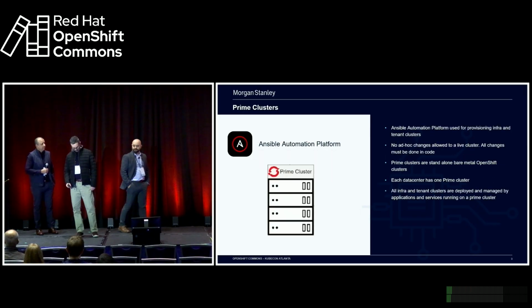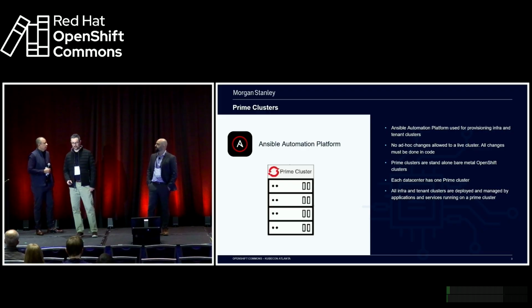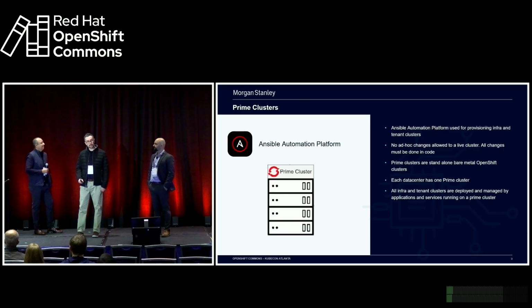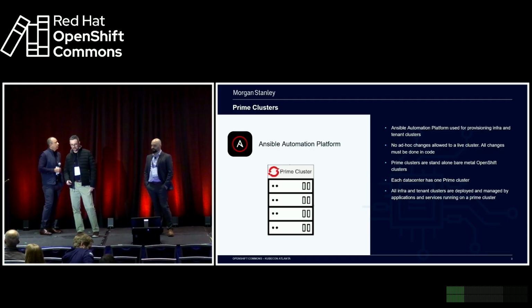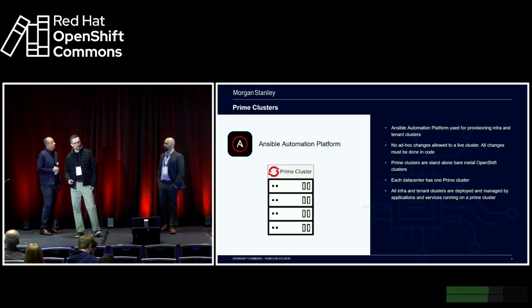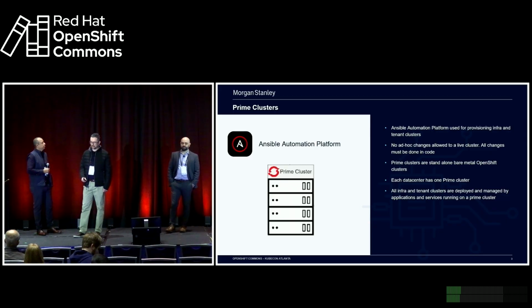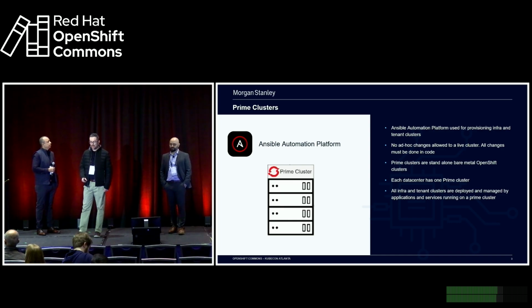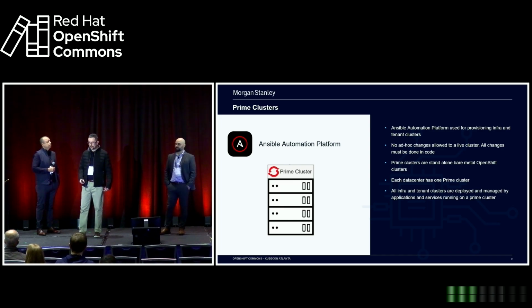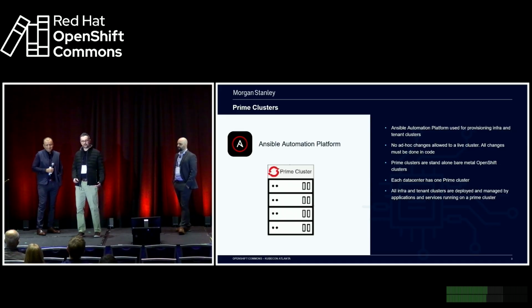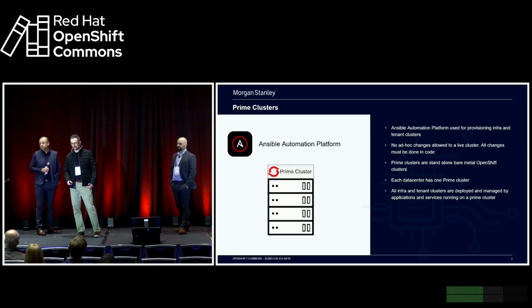All right, so the third cluster type is called the prime cluster. Prime clusters are standalone clusters that are deployed in racks that we call prime, and each data center gets one prime cluster. From an automation perspective, prime clusters are important because they host both Ansible Automation Platform and Red Hat Advanced Cluster Management. We're going to cover RHACM a bit. The Ansible Automation Platform is used to deploy Kubernetes clusters, and all infrastructure and tenant clusters are configured by services that run on those prime clusters.